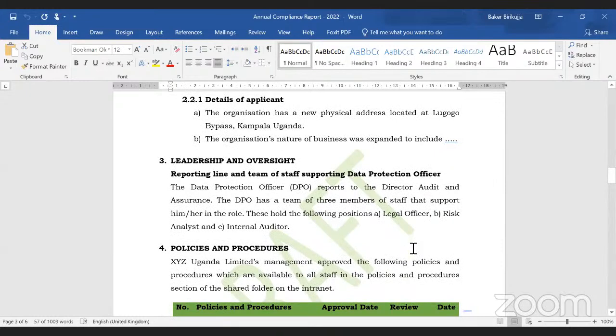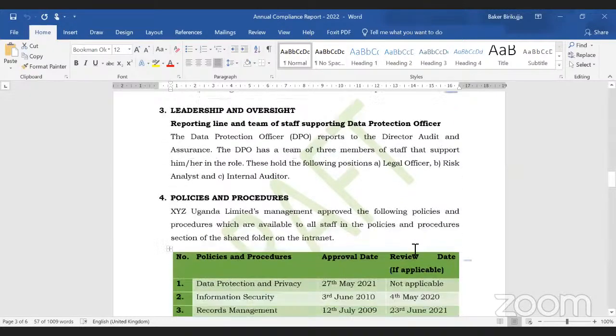Then there is an area on leadership and oversight. So you let us know, still within the organogram of the institution, specifically where the data protection officer lies. So you tell us this person reports to, here's an example, the director, audit and assurance. And if they have other members of the team that they work with, you need not provide their individual names; what we're interested in is the titles.